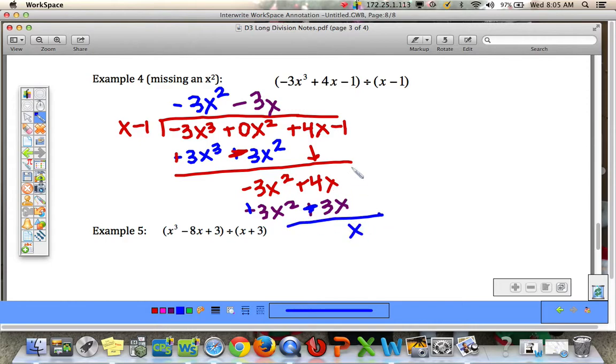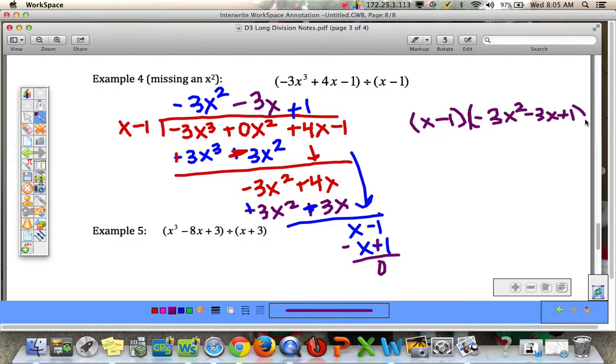4x minus 3x is x minus 1. How many times does x go into x? One time. So you have x minus 1, but then do the opposite. So that would be minus, not plus. And the remainder is 0. So this is a factor. So we write in factored form x minus 1 times negative 3x squared minus 3x plus 1.